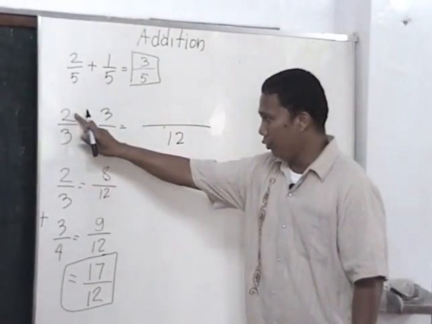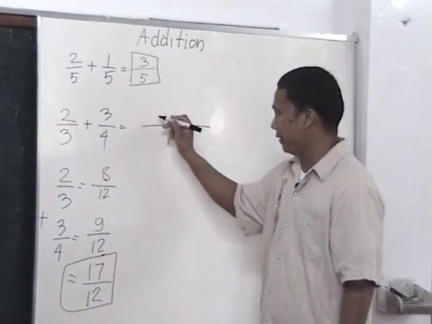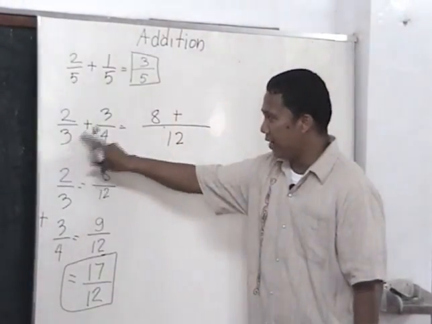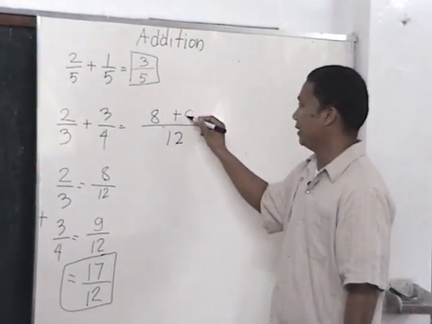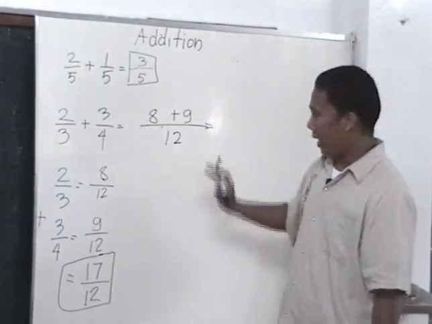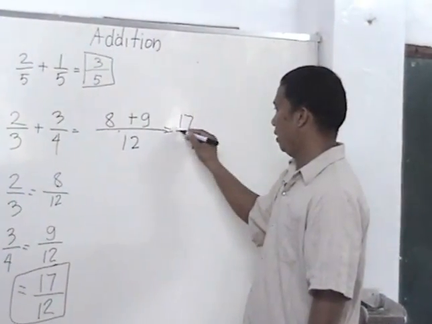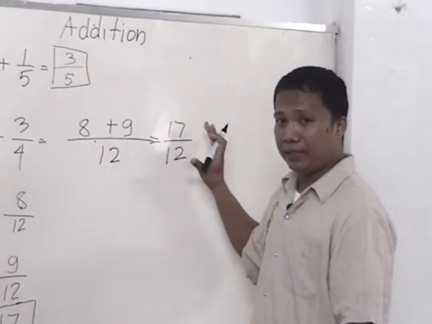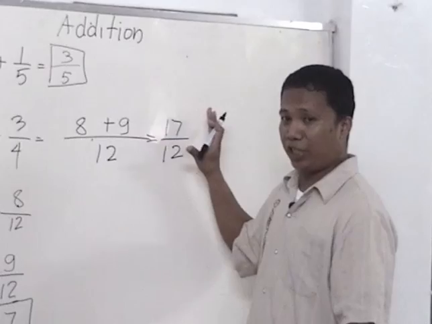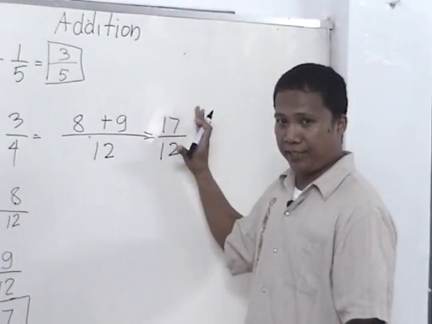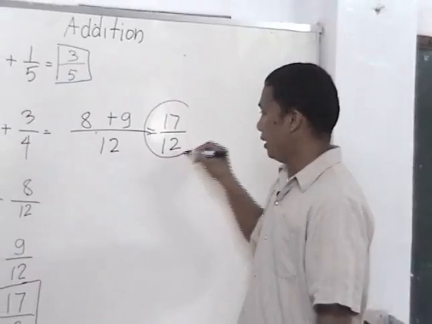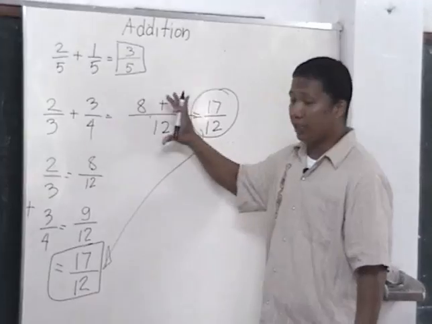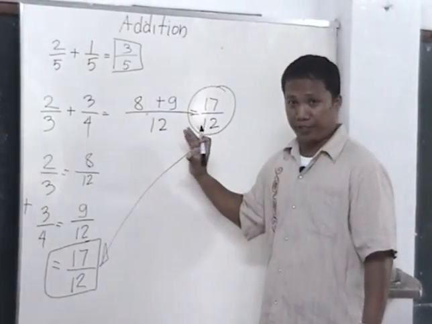So we have 2 times 4 is equal to 8, plus 3 times 3 is equal to 9. And then add now. So we have 17/12. In case that we're having the values to be expressed in the lowest term, you can express it in the lowest term. But in this case, it is in the lowest term and it is the same as this value. But this is only for enrichment purposes only.